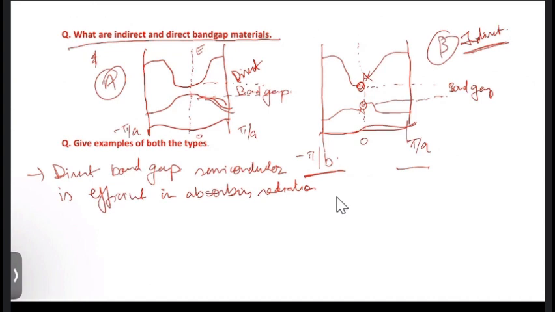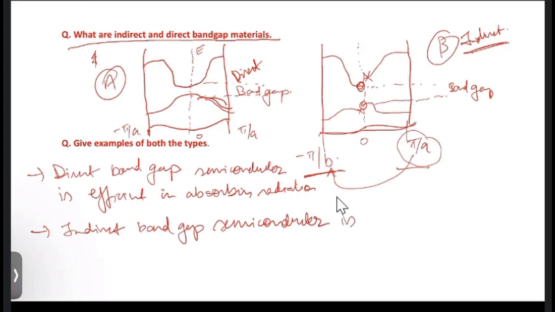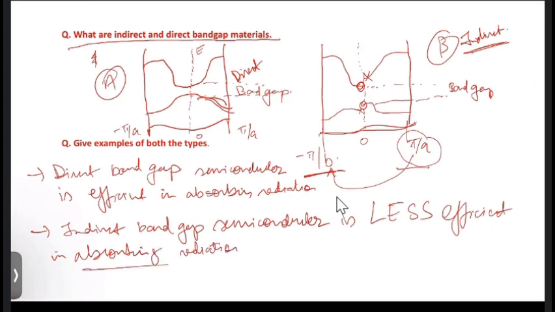Both fall in the same plane, pi by A and minus pi by A. And since the electron has to travel from pi by A position to minus pi by B position, there is energy consumed, and therefore indirect band gap semiconductor is less efficient in absorbing radiation. Moving on to the next question.